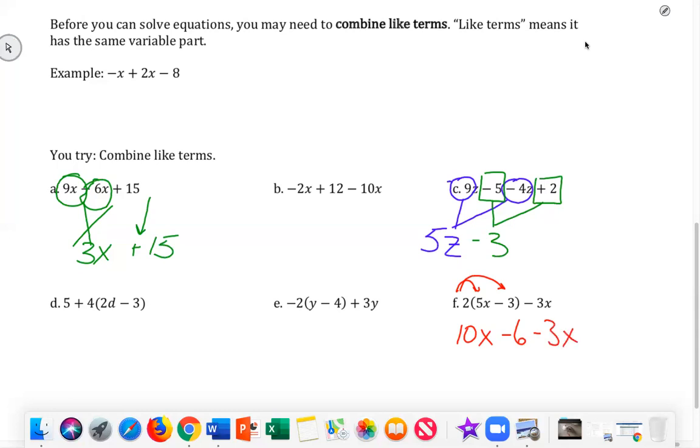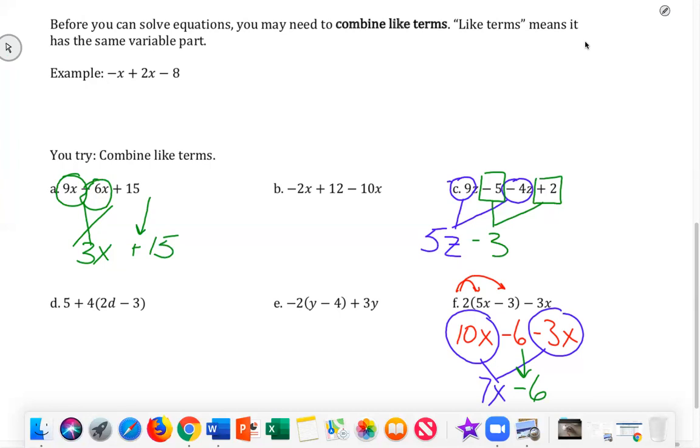Now that I've done that, I can combine my x's. Notice I take the sign in front of it as well. They combine to give me 7x, because 10 minus 3 is 7. And the 6, well, he doesn't have anything to partner with, so he just comes down and it's -6.